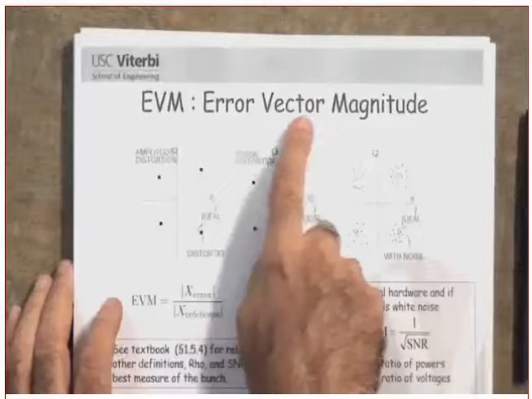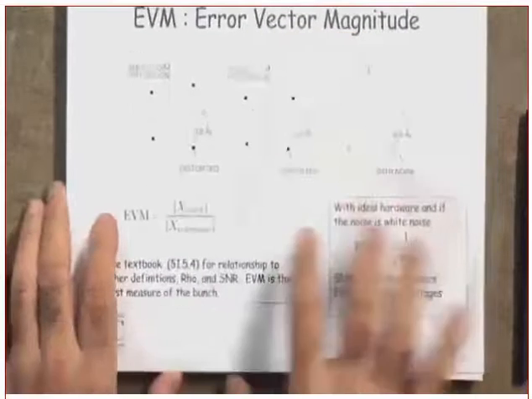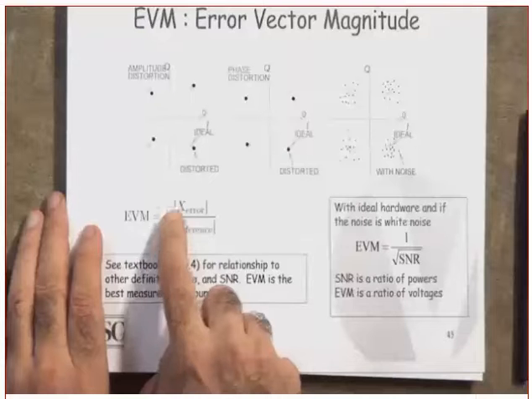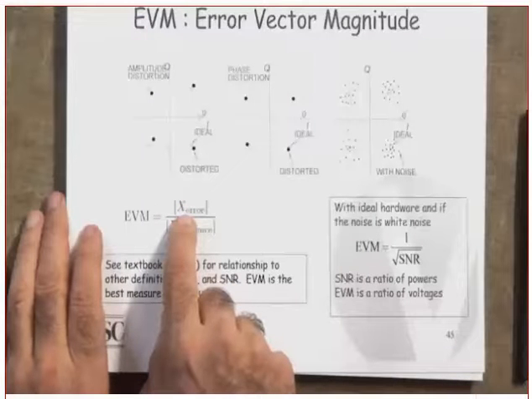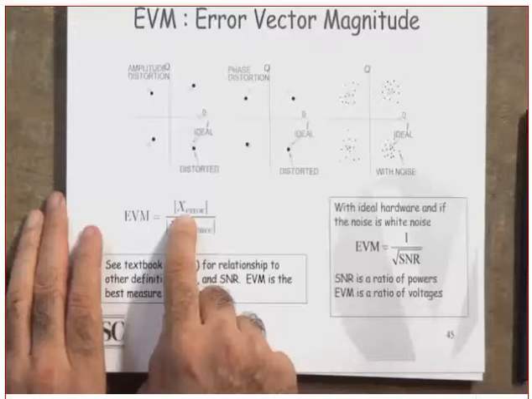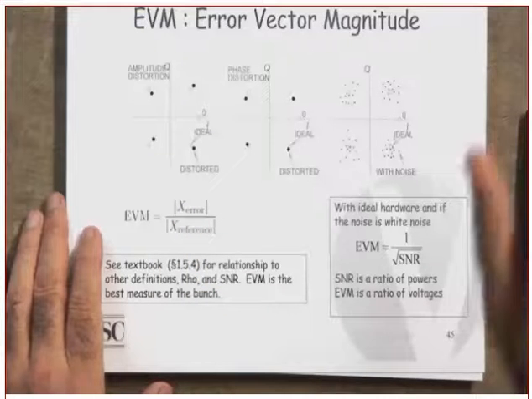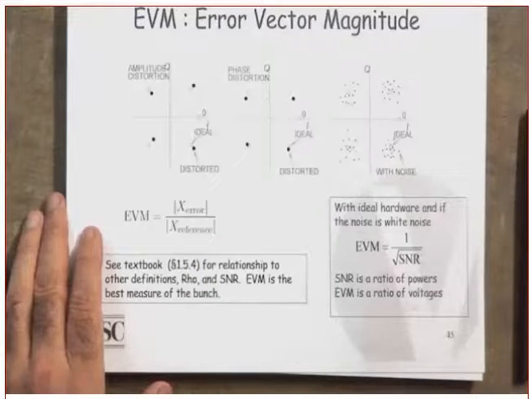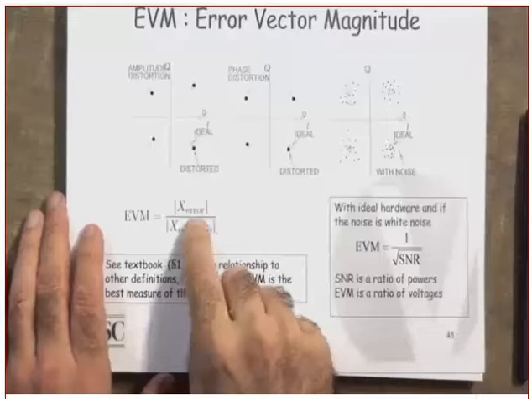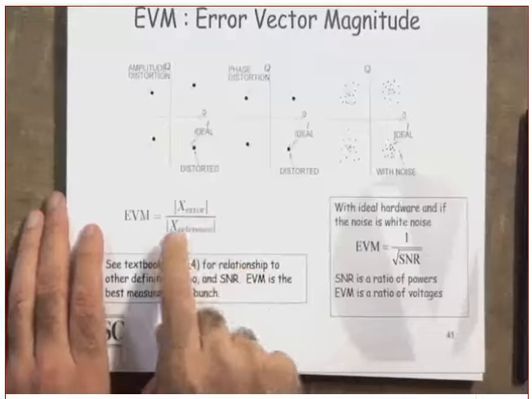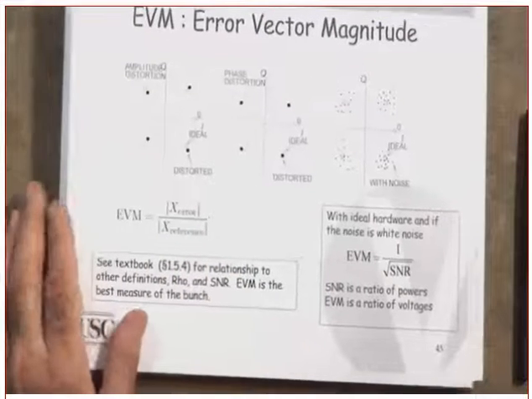EVM stands for the error vector magnitude. This is how we define it: the absolute value of the error. What error? The difference between the transmitted symbol's amplitude and the amplitude of the received or recovered one. The absolute value of the X error is divided by some reference, which you are going to be using.